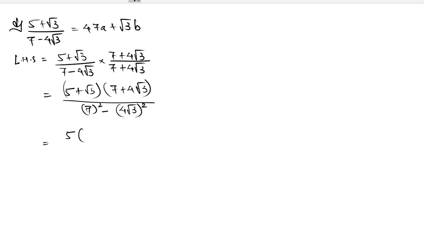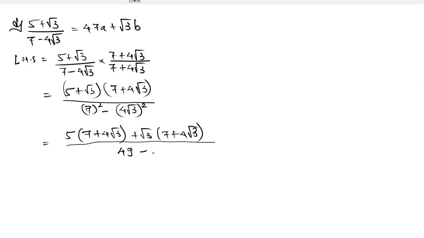Now multiplying the two brackets, binomials, in the numerator. So 5 will be multiplied with 7 plus 4 root 3, plus root 3 will be multiplied by 7 plus 4 root 3. Right, so 7 square will be 49 minus 4 root 3 square. See, 4 square will be 16 and root 3 square will be 3. 16 3s are 48. So this will become 5 sevens are 35.